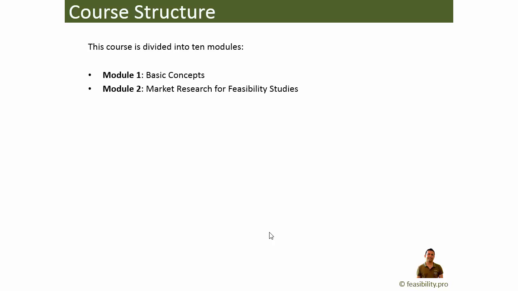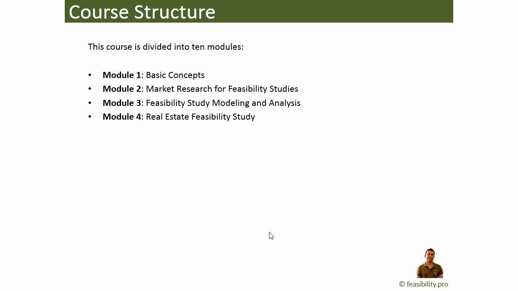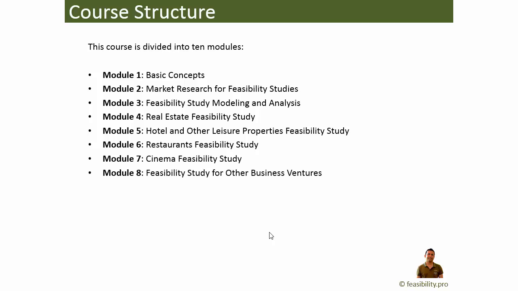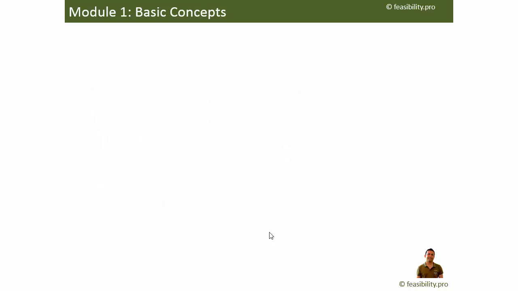So what is the course structure of this Feasibility Study Training Course? This course is divided into 10 modules. Module 1 will cover the basic concepts. Module 2 will cover the market research. In Module 3 we will learn about the Excel modeling and analysis, which is the core of this course. In Module 4 we will learn to do feasibility study for real estate projects. In Module 5 we will cover hotel and similar hospitality properties. Module 6 will cover restaurants. Module 7 will cover cinema. In Module 8 we will discuss the feasibility study for other business ventures. In Module 9 we will learn about writing a feasibility study report. Module 10 is the most interesting module of this course, which will cover the case studies.